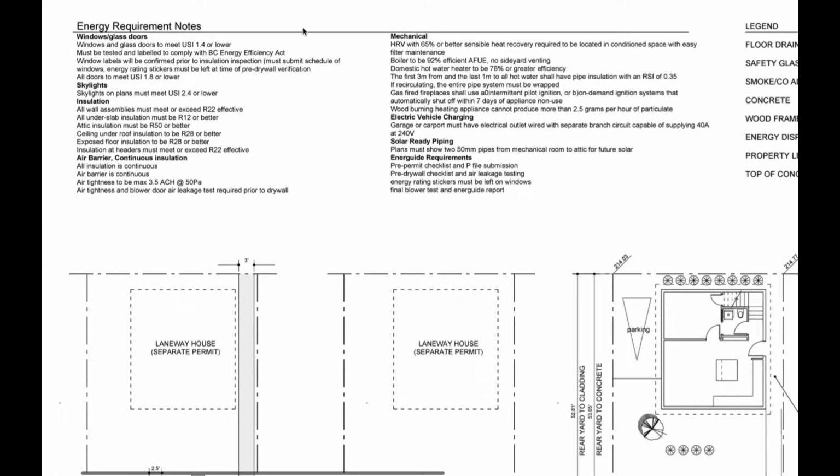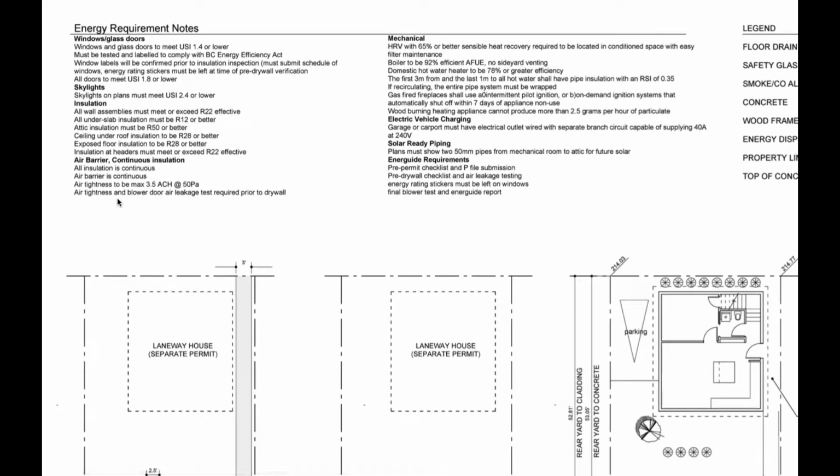We'll zoom in a little bit more here. So there's a lot of energy requirement notes here that will come into effect a little bit later on, especially if you're not just forming or framing the house. If you're getting into some more of the finishing phases, you're going to notice that there's going to be windows and things like that that are a little bit different than what you're used to perhaps. So there's specifications for the windows, the skylights, the insulation, and the air barrier for all the different assemblies, and we'll go into those later.